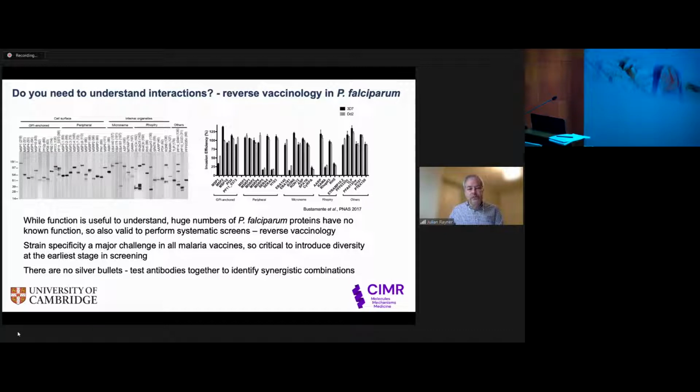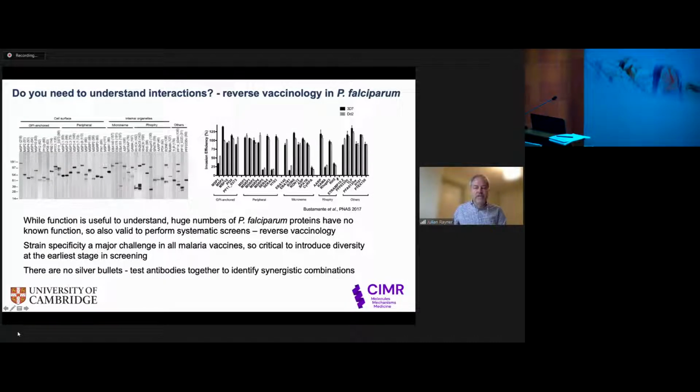There's a huge pool of genetic diversity out there in the world. And so we'd like to incorporate diversity at the earliest possible stage in our screening. So this is from a paper published a couple of years ago, raised antibodies against a panel of different proteins. You can see Rh5 clearly inhibits invasion in both strains, but we identify other proteins that can do so as well. And we test those proteins both alone and also in combination.